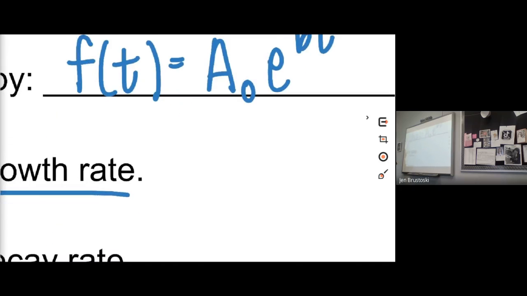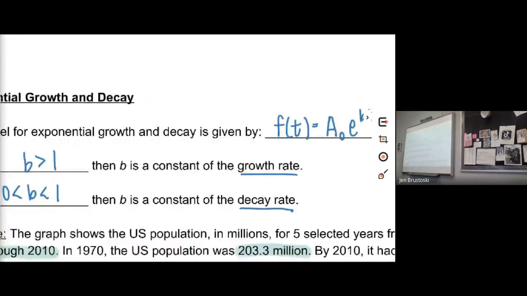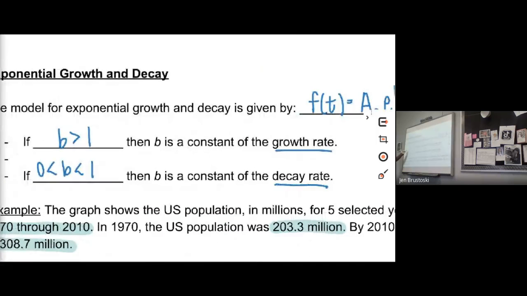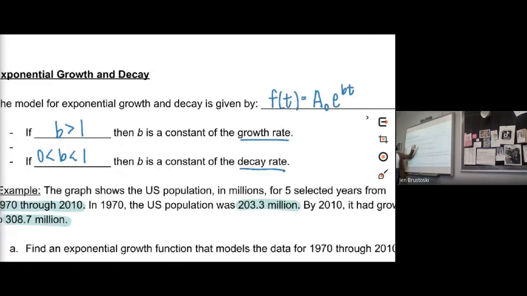All right, b is going to be our growth or decay rate, this value right here. If b is greater than 1, then we have a growth rate. If b is between 0 and 1, then it's a decay. We shouldn't have any negative b values. And this equation can be used for any kind of growth or decay. This is the default equation.